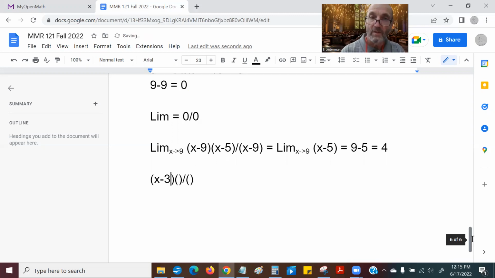X minus 3 and I don't know, x minus 5, x minus 9. If the top would have factored like this, x minus 5 and x minus 3, and the bottom was x minus 9, well, I'd be stuck, because I couldn't just plug in x equals 9. What are we going to do about that situation? Funny you should ask. There is an answer.